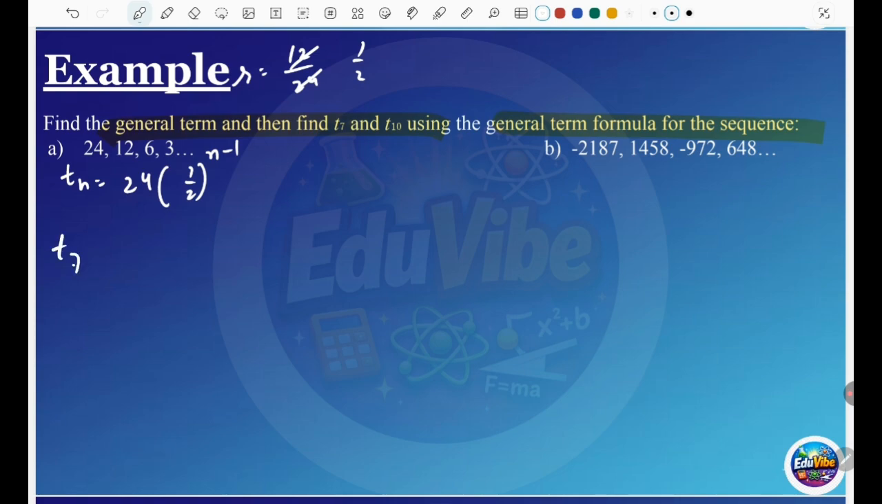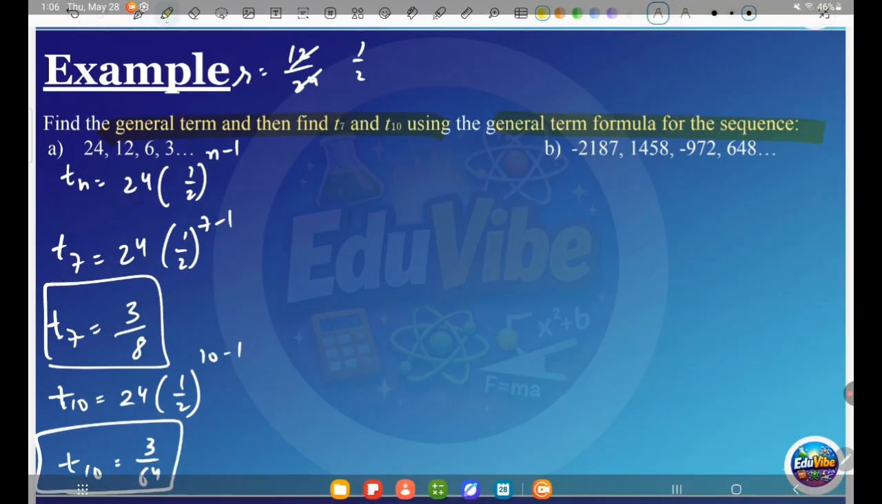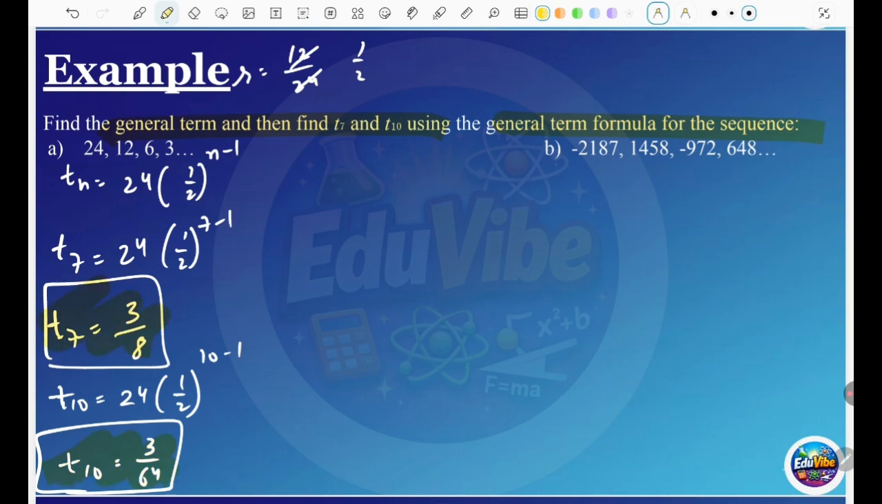You want to find the t7, so put n is equal to 7. When you solve this, you get 3 divided by 8. And that's your answer. You can leave it like that in the fraction form. For t10, you replace n with 10, so 10 minus 1 like this. When you solve this, you get 3 divided by 64. And that's your answer for this. That's your general term.